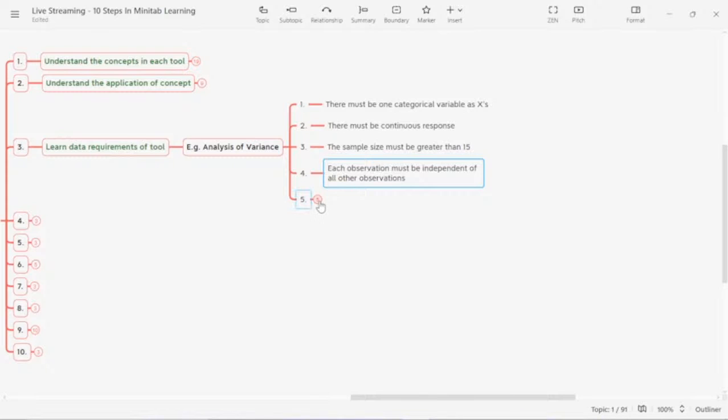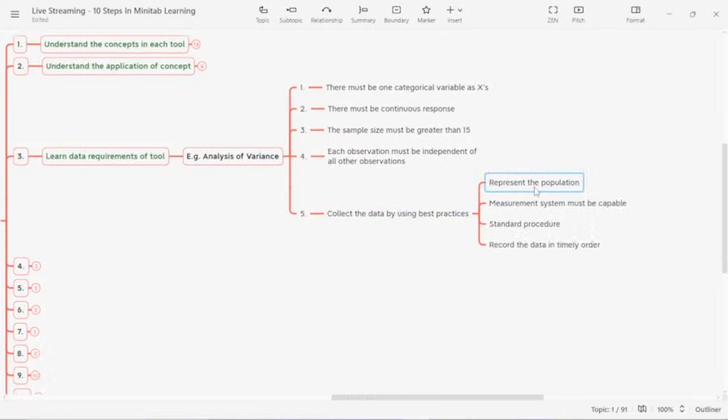And the last one is we should follow the best practices during the collection of data. Now what is meant by best practices? Whatever data you are going to collect should represent the population. The measurement system with which you are going to collect the data must be capable. We must have a standard procedure or methodology by which we are going to collect the data. And the last, we should record the data in timely order. That means the first data that we collect should be recorded first.